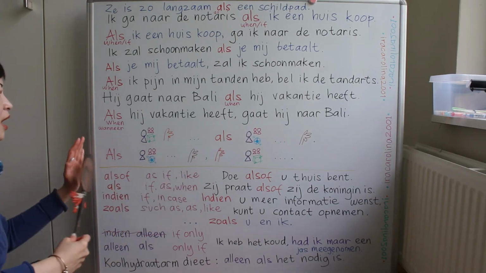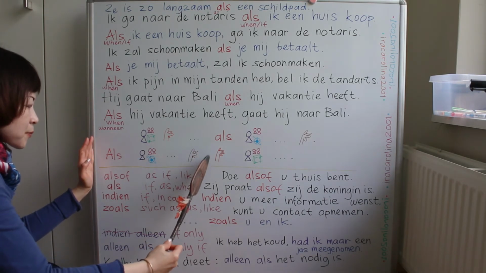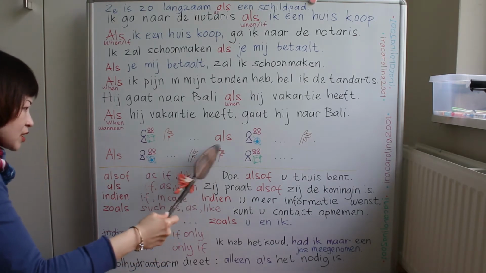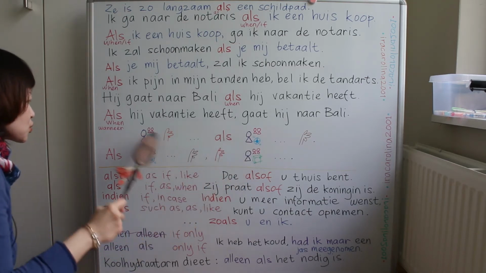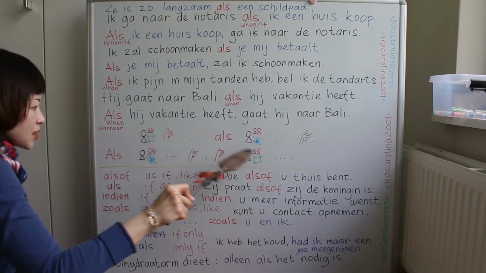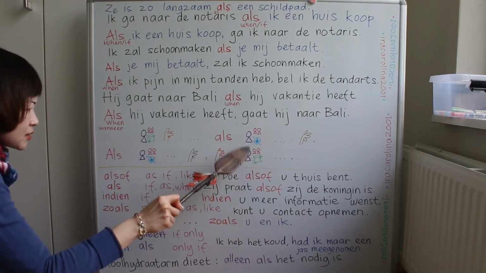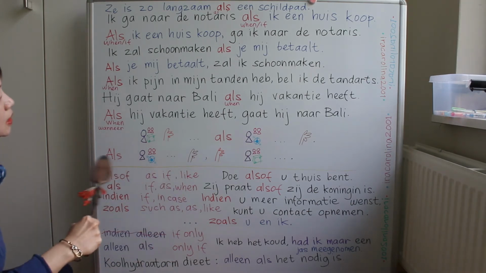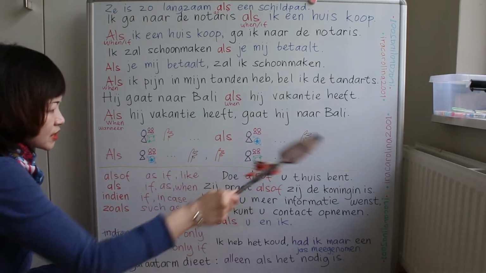So if you put the part of the sentence with "als" first, and then you put a comma, after this comma you have to put the verb first, and then you put the subject. So basically you switch these two. You see here, we write the verb first and then the subject. That's the rule when you put the "als" part first and then a comma, and then the rest of the sentence there.